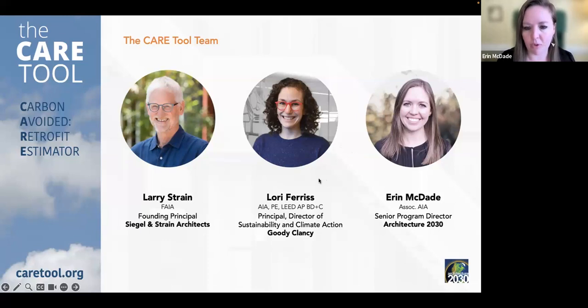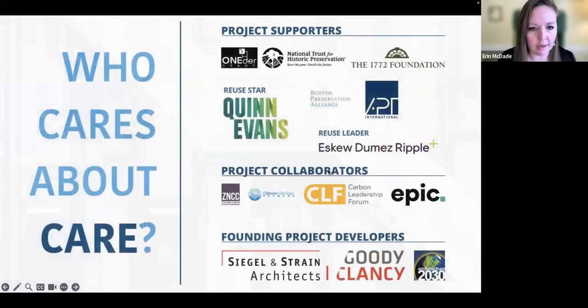And it was along that time that Lori Ferris, who's a principal and director of sustainability and climate action at Goody Clancy, and has a strong focus on preservation architecture, came into the picture to really help us solidify, especially, the embodied carbon backend data of the calculator. Because of that, and because of tremendous support we got from collaborators within our building sustainability cohort, including Carbon Leadership Forum, CNCC, the EPIC tool, and then some wonderful support from the philanthropy community, as well as some architecture firms, we were able to, within a pretty quick period of time, turn the CARE tool into this online app that we're going to be looking at now. And it is really exciting how far it has come from that first Excel version that some of you may have seen.